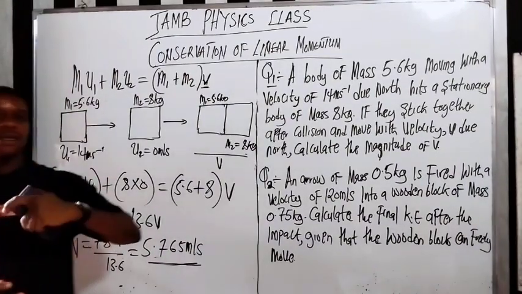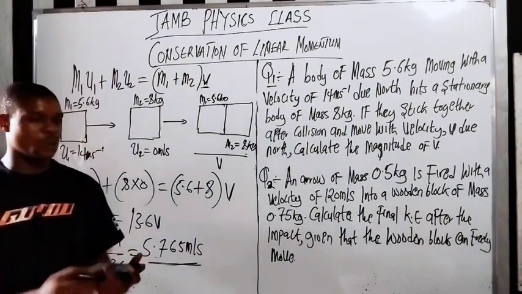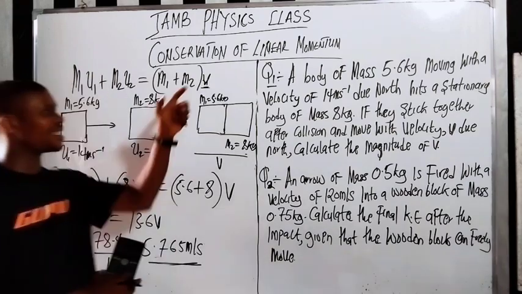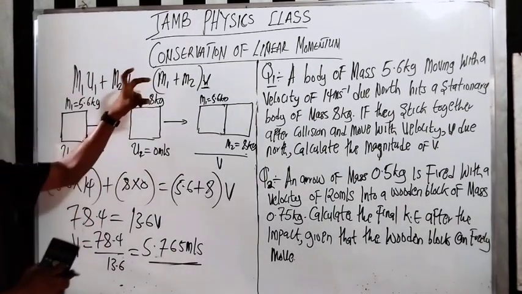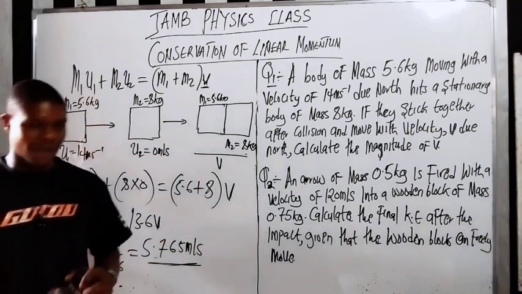So you can see that the question is not that difficult. If you check it very well, the question is not that difficult. So for questions like this in physics, if you see them in the exam, understand the question, apply this formula here, and be able to get the final velocity.